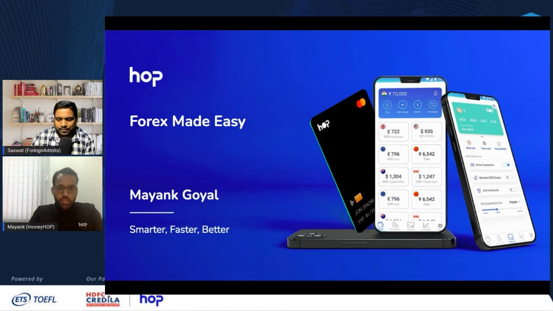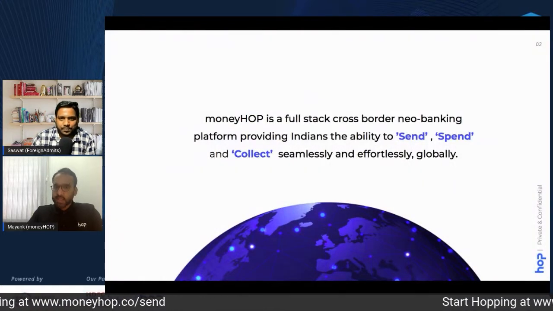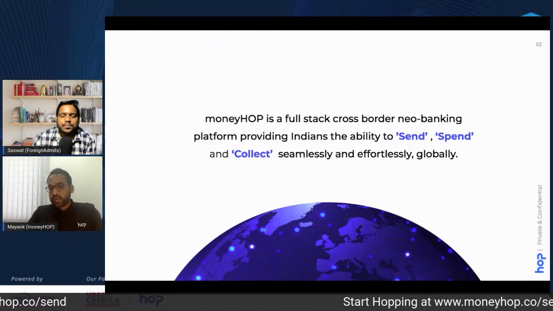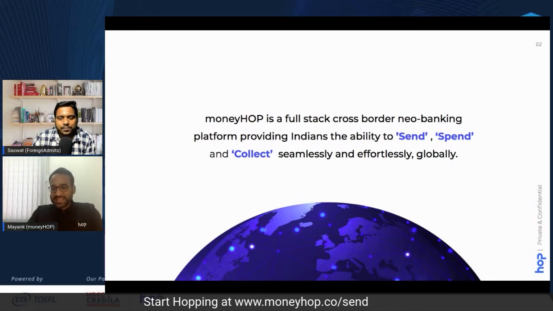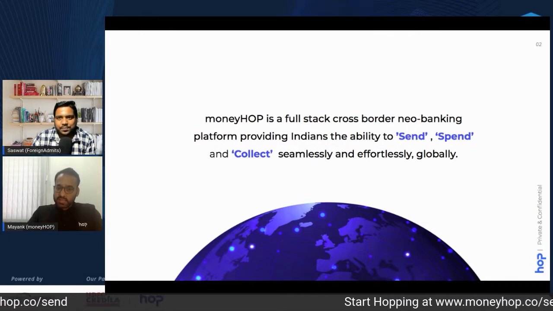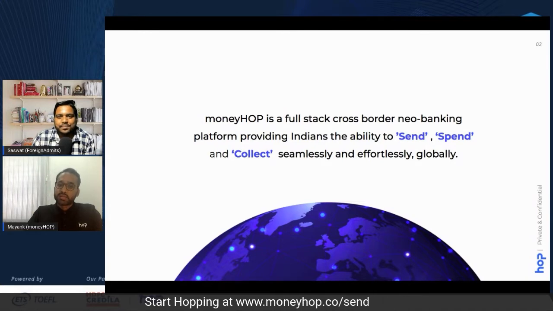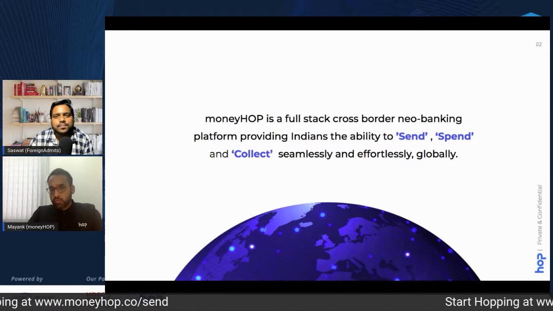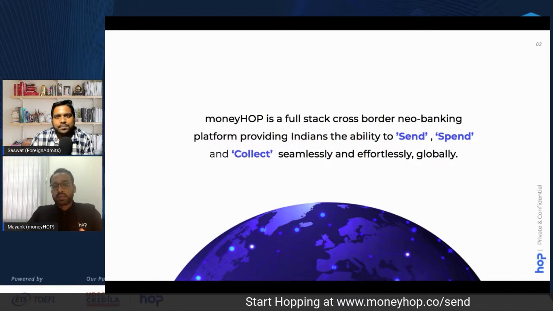We are a cross-border, full-stack neo-banking platform which provides Indians the ability to send, spend, and collect seamlessly and effortlessly globally. Now, I can imagine these are a lot of big jargons for you to take in. So I will try to break it down in a simpler language. What we're trying to do at MoneyHop is provide a platform which makes money movement from India to the world in various capacities seamless and effortless, right?